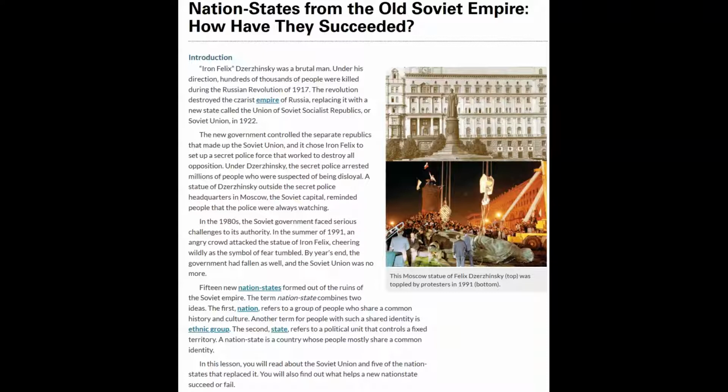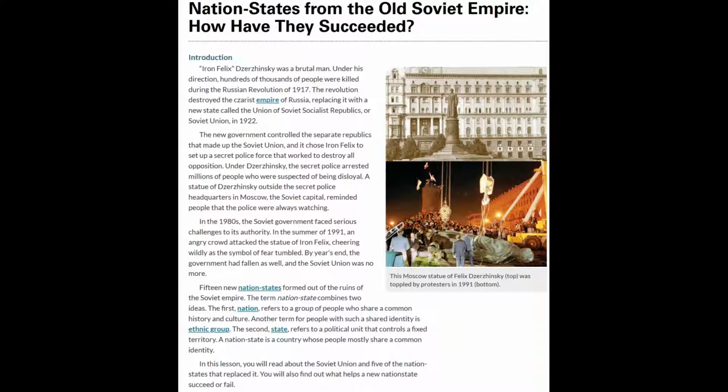Fifteen new nation-states formed out of the ruins of the Soviet Empire. The term nation-state combines two ideas. The first, nation, refers to a group of people who share a common history and culture. Another term for people with such a shared identity is ethnic group. The second, state, refers to a political unit that controls a fixed territory. A nation-state is a country whose people mostly share a common identity.